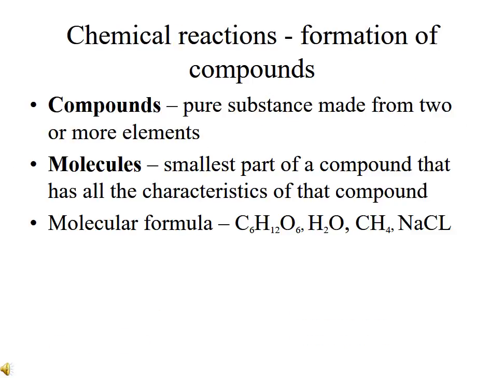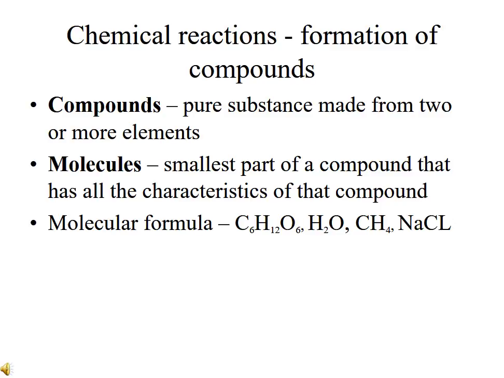So now that we understand a little bit about the structure of the atom, what do atoms do? Atoms basically form compounds. In chemical reactions, atoms come together to form unique substances called a compound. So compounds are pure substances made from 2 or more elements. If you take a compound apart and find the smallest part of that compound that still has all of the characteristics of that compound, we're dealing with a molecule.